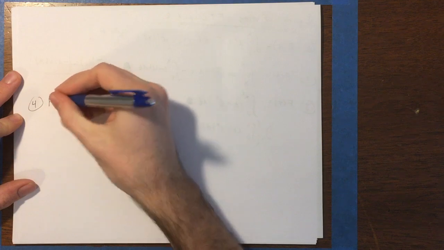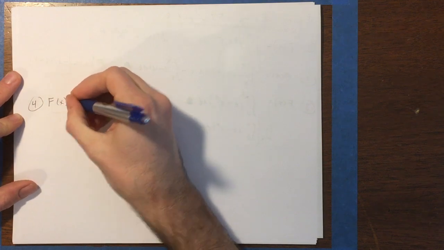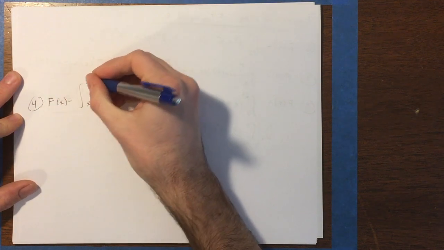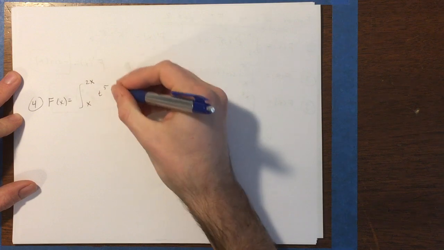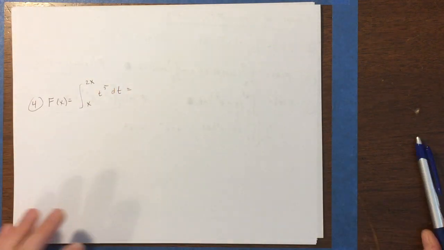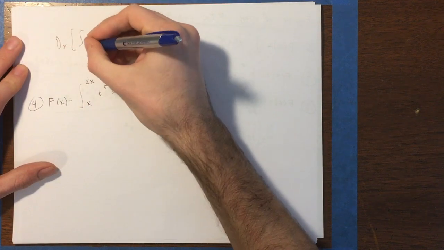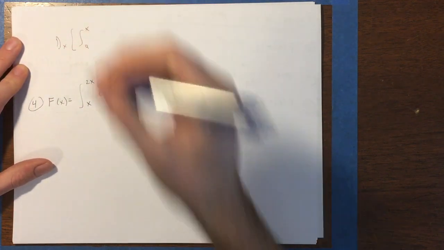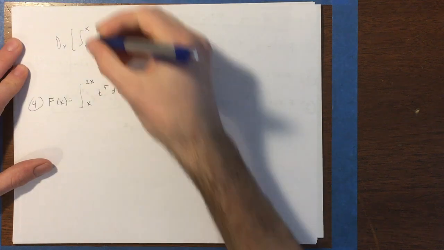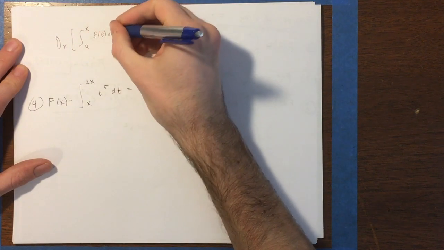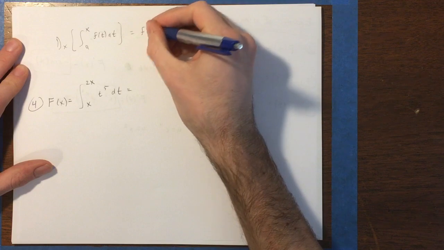So for this one, let's do capital F of x is the integral from x up to 2x of t to the 5th dt. Okay, so in order for our fundamental theorem of calculus to work, the lower limit of integration has to be a constant, and the upper limit of integration is the variable, right? And then we can say the derivative of that is f of x.